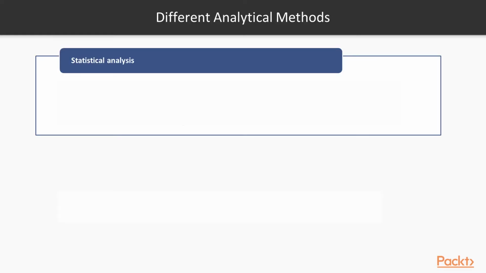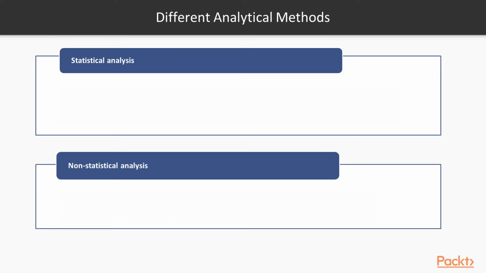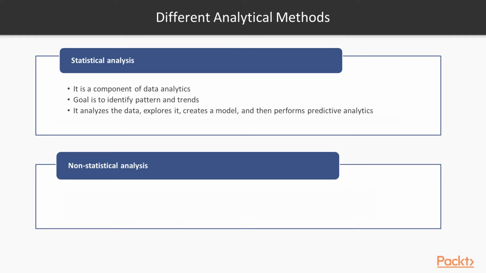There are two analytical methods, statistical analysis or non-statistical analysis. Statistical analysis is a component of data analytics, and its goal is to identify patterns and trends. It analyzes the data, explores it, creates a model, and then performs predictive analytics to decide on future actions. Statistical analysis is also known as quantitative analysis.